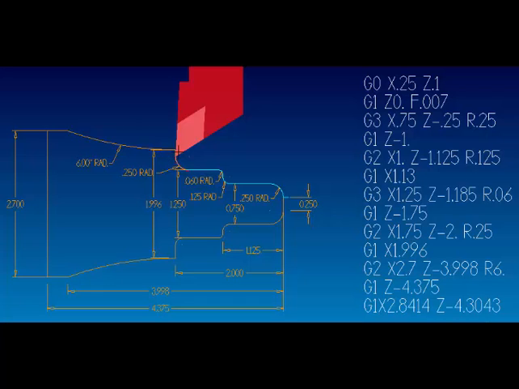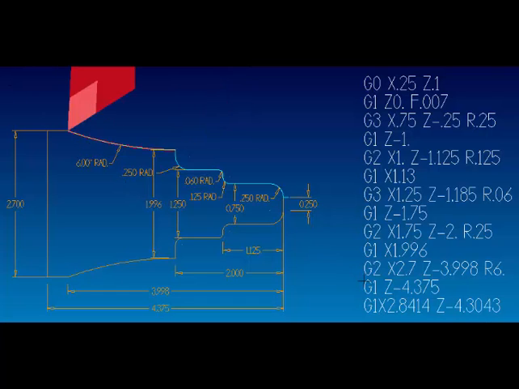Alright, so we got a little straight move to make to come up to this 1 inch 996. So that's that G1 X1996 right here. Let's complete that. And then we got a 6 inch radius all the way up to here. And that will be a clockwise arc. The end point is going to be at X 2 inches 700, and according to our dimension here, the Z end point is Z minus 3 inches 998. And of course the radius that we're swinging is that 6 inch radius. So let's complete that move.